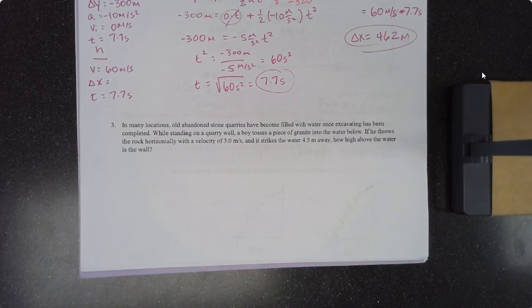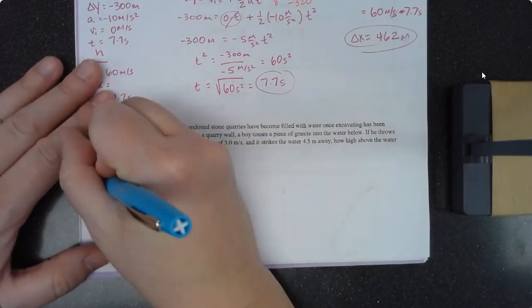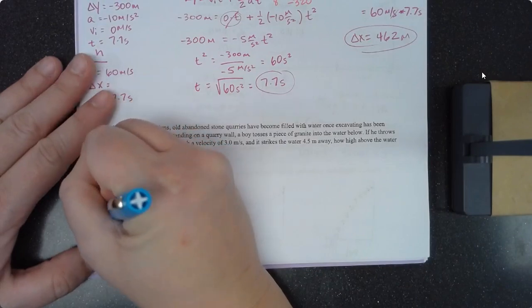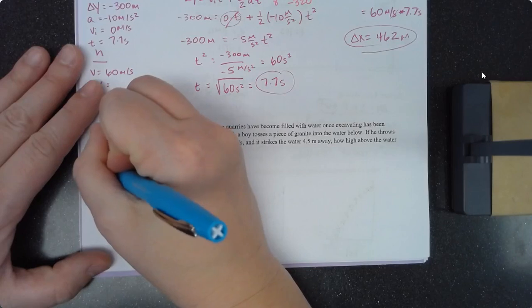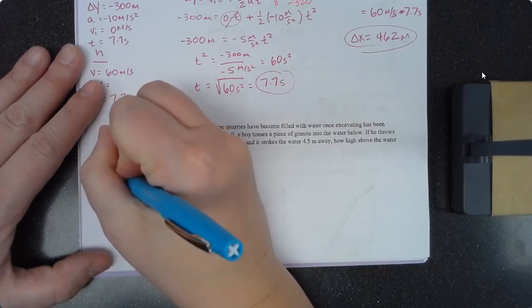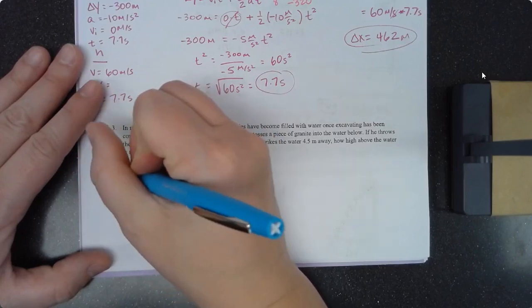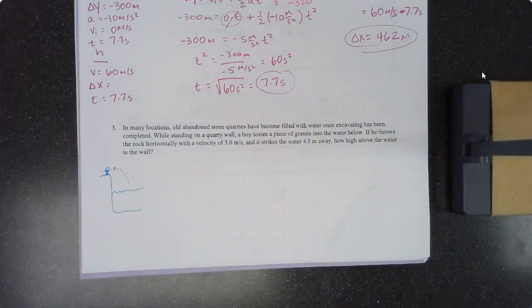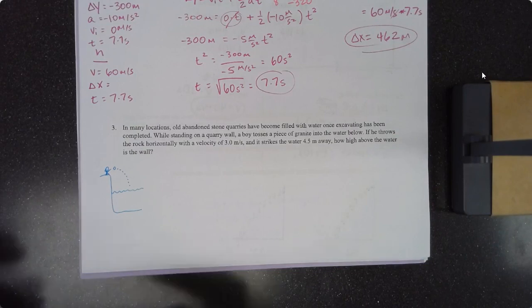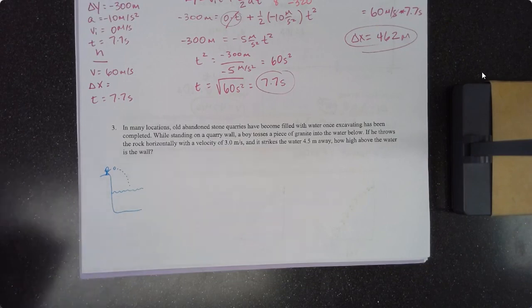So the idea here is that we've got a quarry wall. Usually they're pretty straight. And there's water down here. And we've got a kid who's throwing rocks. And the rock gets thrown into the quarry. There we go. So what we need to do is figure out what we already know about horizontal and vertical motion, and then use that to solve some problems.